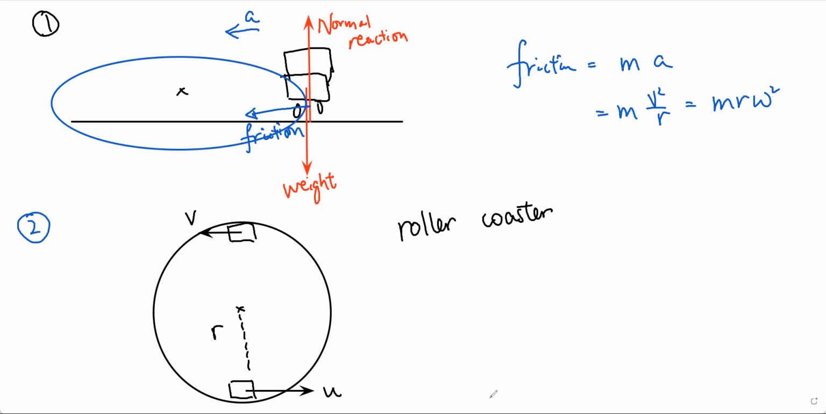Let's consider the lowest point. What are the forces acting on the roller coaster? It will be the weight of the roller coaster, and also the normal force. Now we just ignore the friction here. The friction will just slow down the speed. The friction is in the tangential direction. In this case, we just want to take a look at the forces towards the center of the circle.